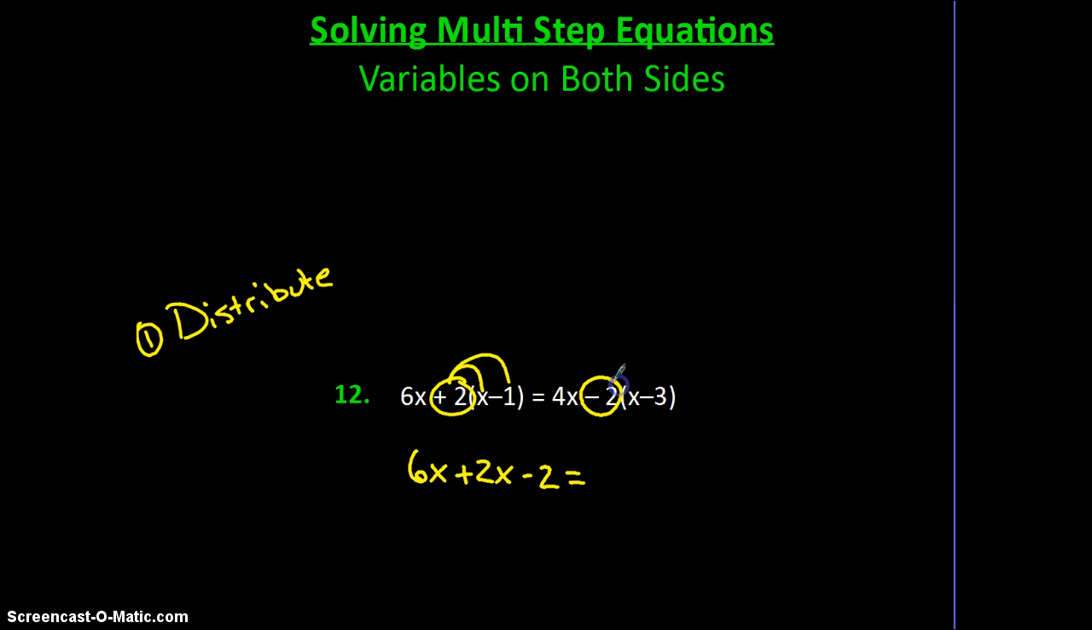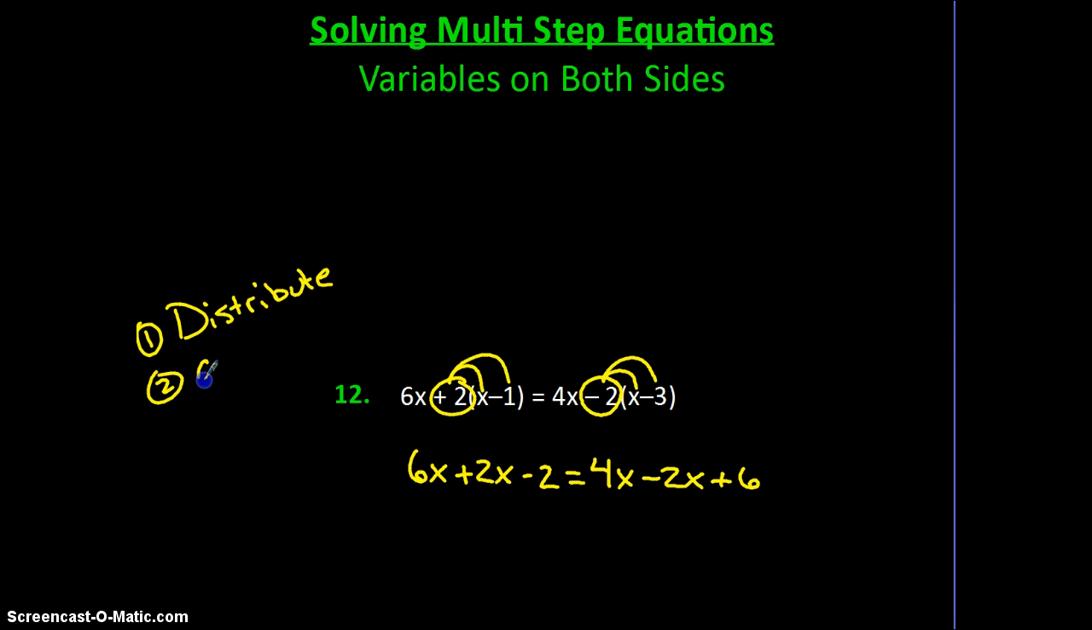On the right-hand side, I'm not distributing this negative 4. I'm distributing positive 4x. I'm distributing negative 2. So in this case, the positive 4x I'm going to drop down, and then negative 2 times positive x is negative 2x, and then negative 2 times negative 3 is a positive 6. Okay? So now I've distributed. I don't have any more distributive property.